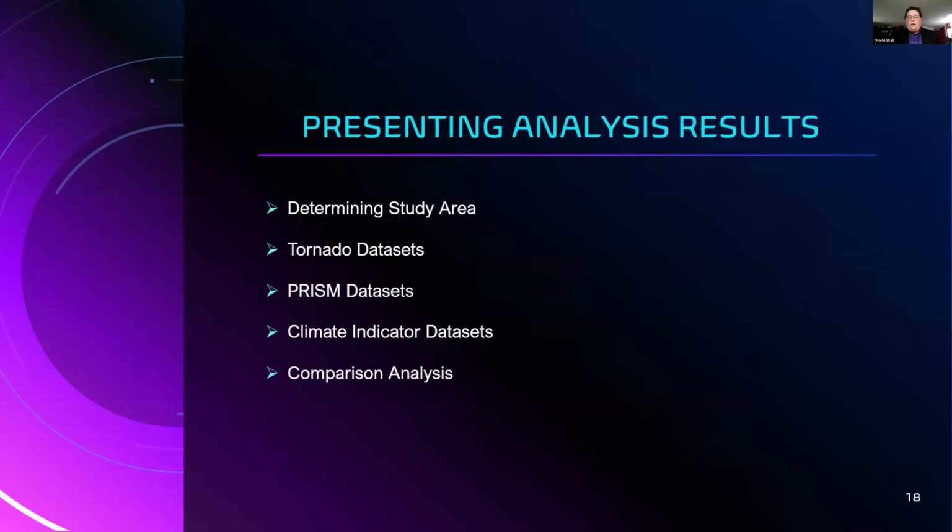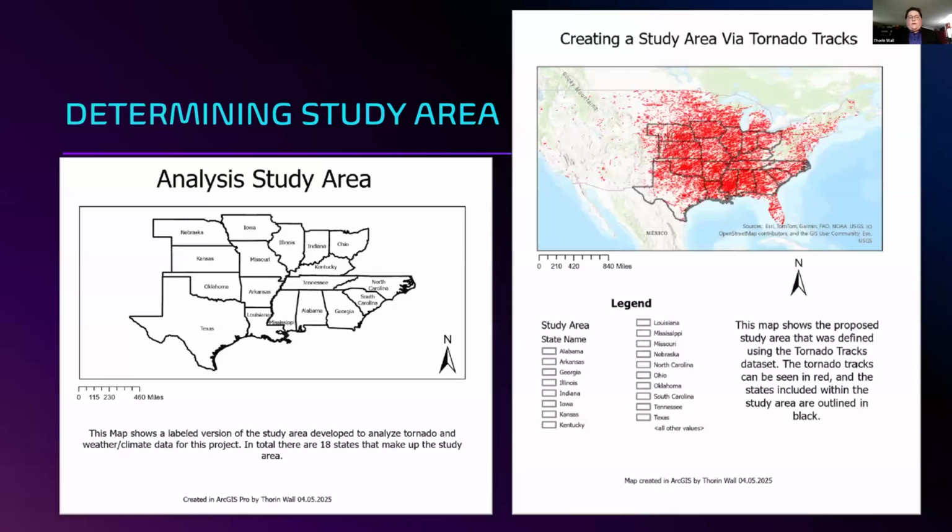Okay, so first of all, I went through and developed my study area using the tornado tracks data set. This was done to show where tornadoes occurred and impacted within the United States, so I could narrow down the study area to only those states that had a high occurrence of tornadic activity. This led me to a study area of 18 different states.